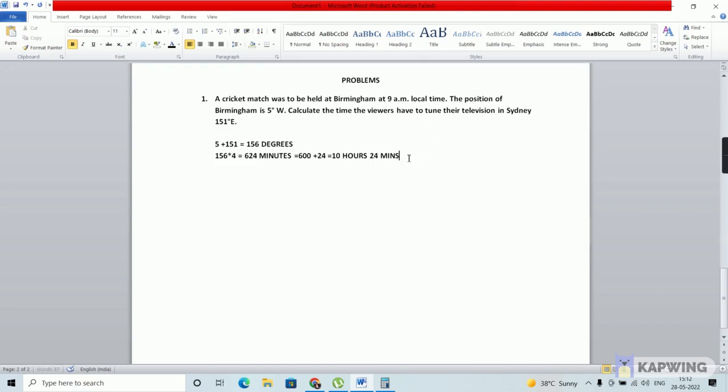time. So should we do that, it is 9 plus 10 hours and 24 minutes, which will give us a value of 19 hours and 24 minutes, which is nothing but 7:24 p.m. So the time at Sydney is 7:24 p.m. when it was 9 a.m. at Birmingham.